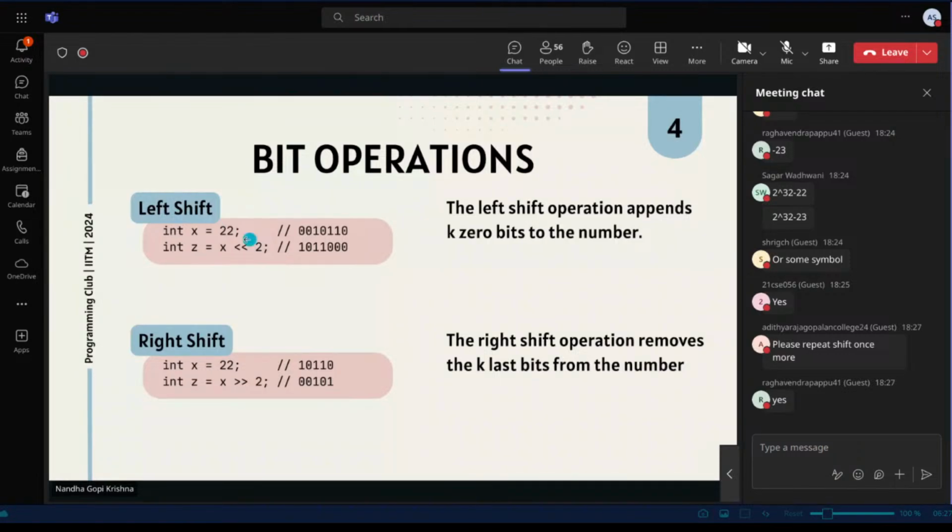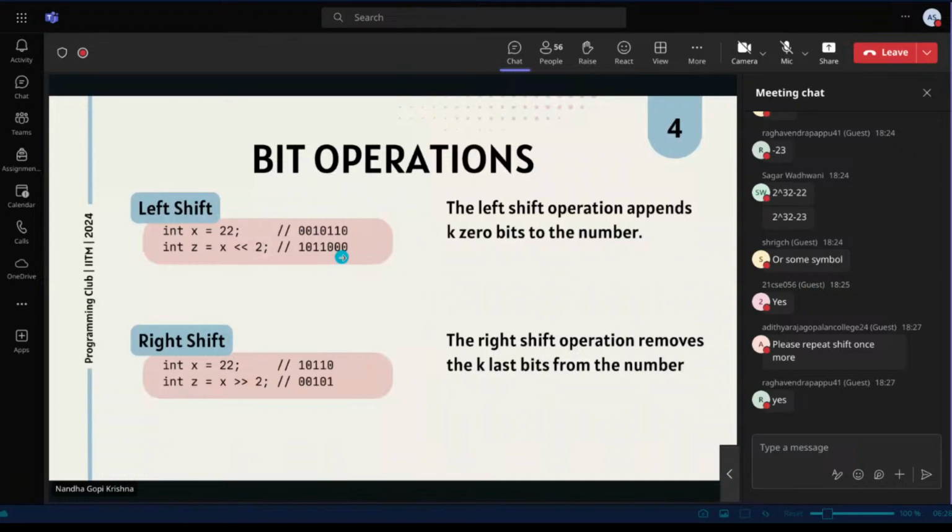So what does the left shift do? It simply moves the binary representation of the number k times to the left. As you can see over here, I'm doing x left shift twice. So it moves it twice to the left.